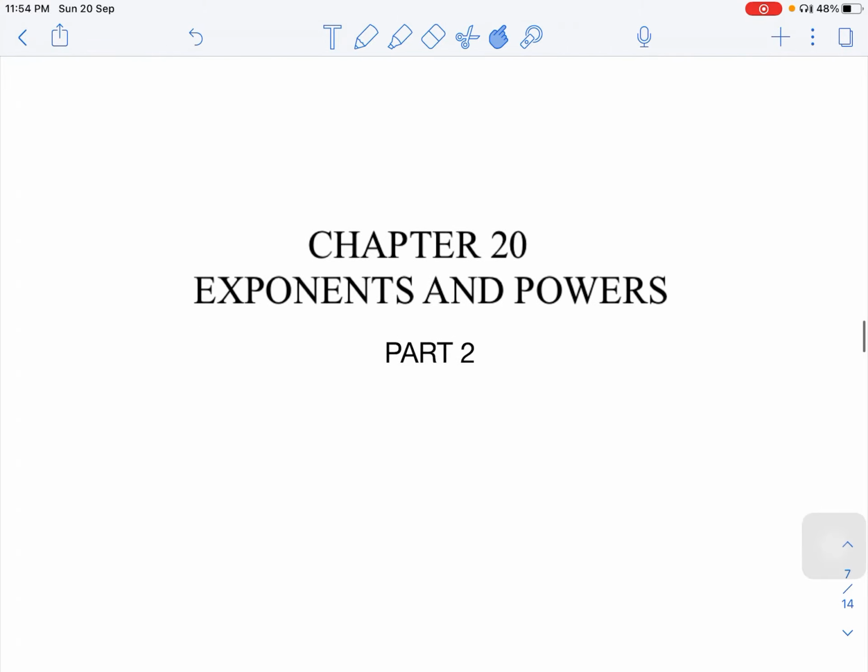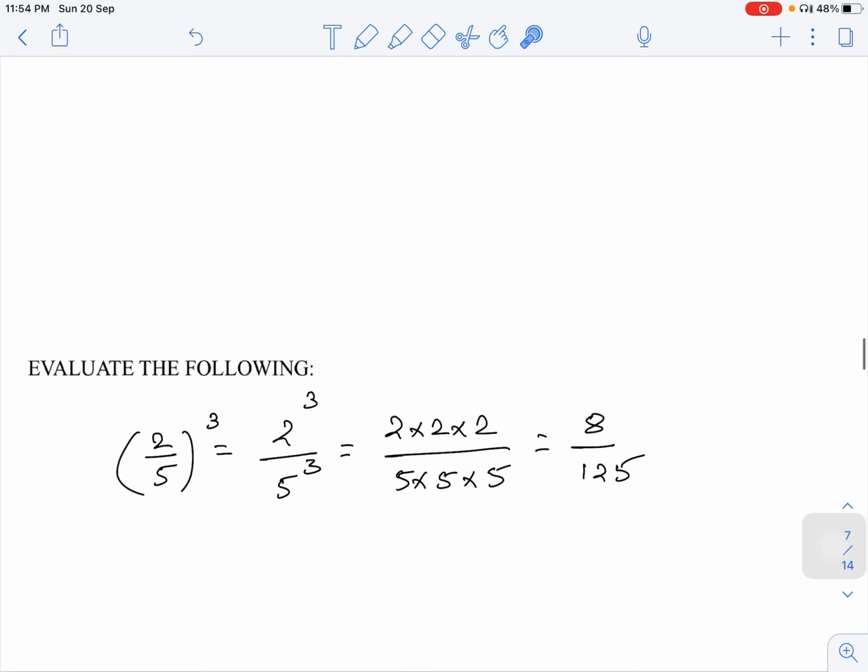Hello students. Today we are going to learn chapter number 20 of class 8, that is exponents and powers. In the previous part, we have learned what are exponents and powers, what is base, and how to write a number in exponential form. Now, today in part 2, we are going to learn about some laws of exponents. So, let us start it.